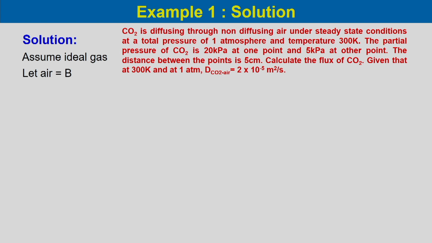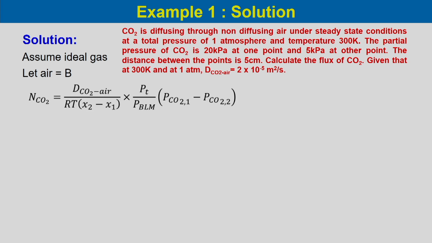Let air be the component B. So, we can write N CO2 would be equal to D CO2-air divided by RT into (x2 minus x1) into PT by PBLM into the partial pressure of CO2 at 1 minus the partial pressure of CO2 at 2. So, this D CO2-air is given as 2 into 10 to the power minus 5 meter square per second at 300 Kelvin and 1 atmosphere pressure. So, this data is given.